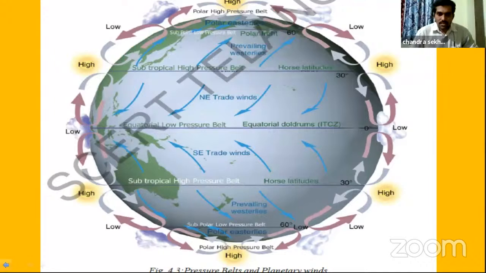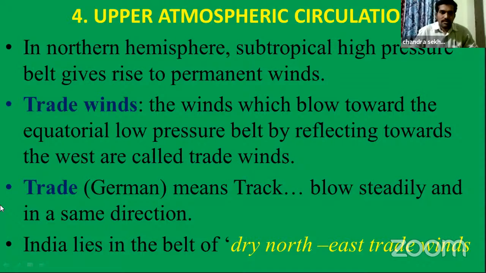Children, you are seeing the picture of the globe. Here, this is the subtropical high pressure belt. From this high pressure belt, permanent winds form and blow towards the equatorial low pressure belt. Throughout the year they blow from the subtropical high pressure belt towards the equatorial low pressure belt. These are very helpful for trade. That's why these winds are named trade winds. The winds which blow toward the equatorial low pressure belt, deflecting towards the west, are called trade winds.